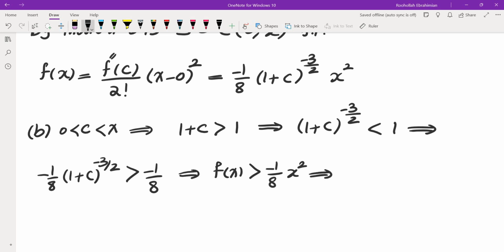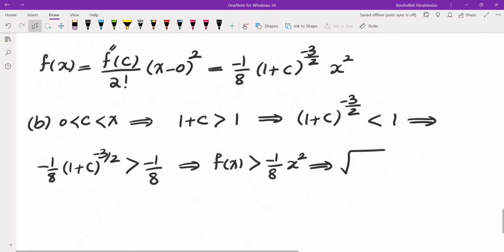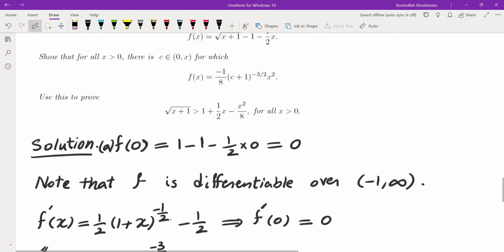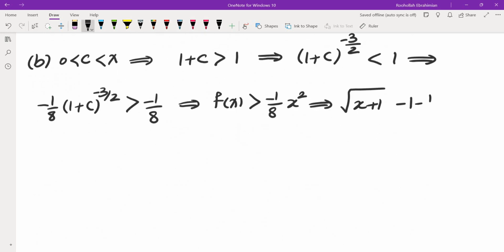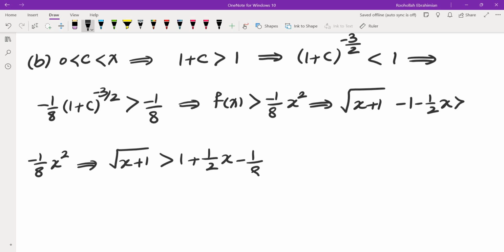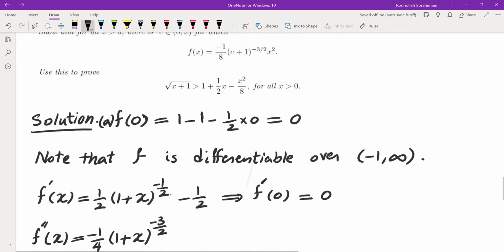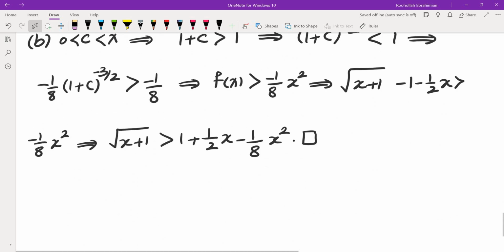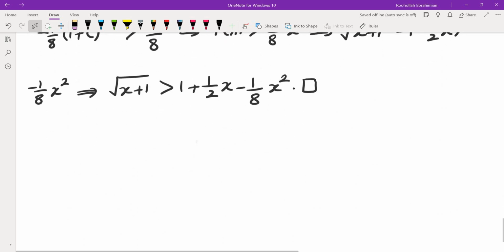Now replace f of x by what they gave us. f of x was root of (x plus 1) minus 1 minus 1/2 x. That's greater than negative 1/8 x squared. And this implies root of (x plus 1) is more than 1 plus 1/2 x minus 1/8 x squared. And that must be exactly what they gave us. So that's an application of the Cauchy mean value theorem.